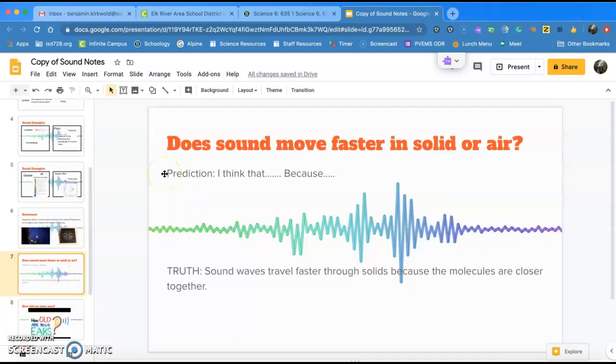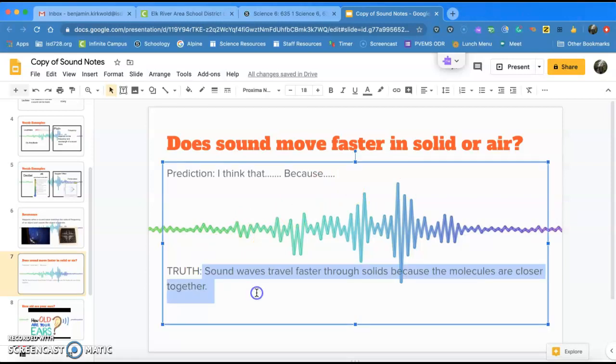Slide 7, does sound move faster in solids or air? Stop, think about it, don't look at the bottom. Oh, you already looked at the bottom, come on. So, does it move faster in solids or in air? The actual truth is that sound waves travel faster through solids because those molecules are closer together. I want you to think about it.